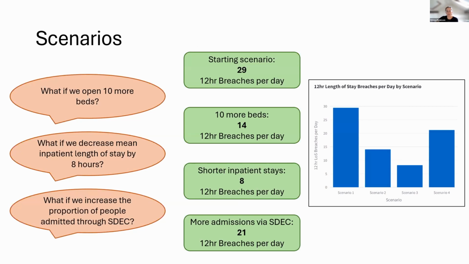If we start with a scenario where we have 29 12-hour breaches per day in ED, we can try out some possible solutions. So if we open 10 more beds, breaches in the model are reduced to 14. If we reduce inpatient length of stay by 8 hours, breaches are reduced to 8 breaches per day. And if we send a higher proportion of admissions by SDEC, breaches are reduced from the starting scenario to 21.